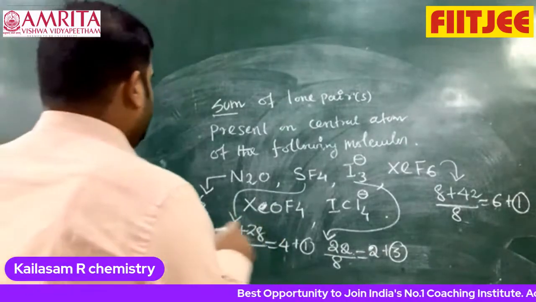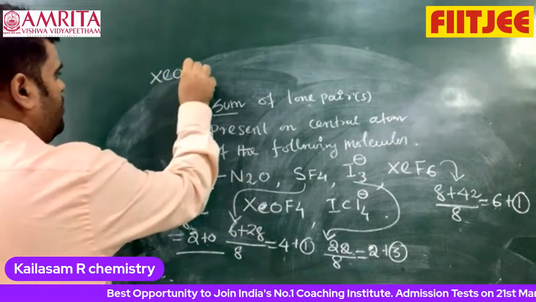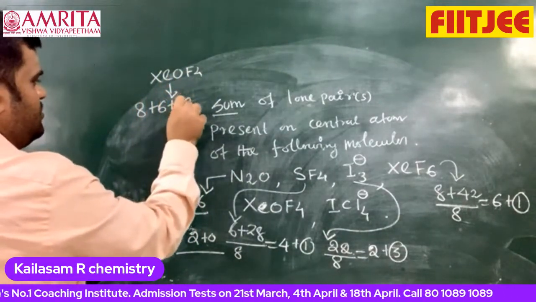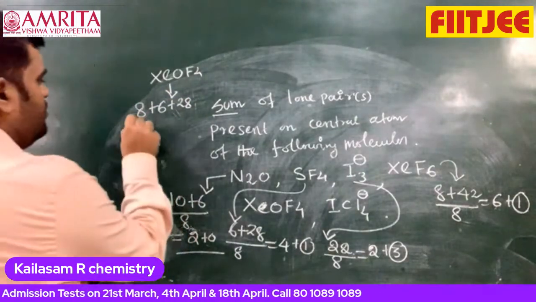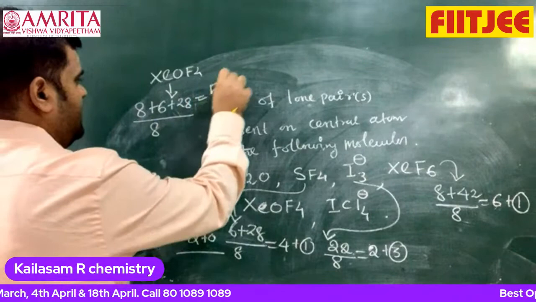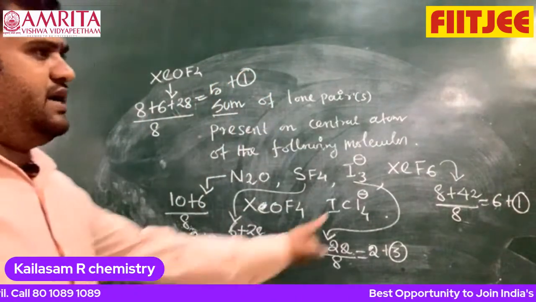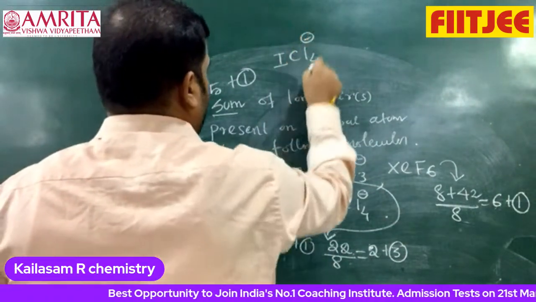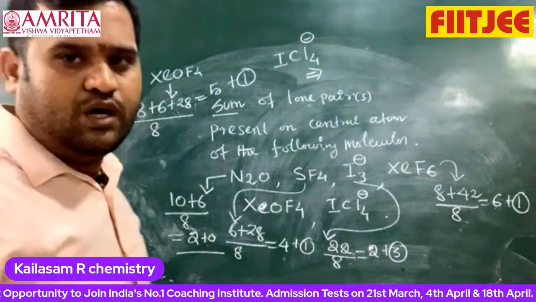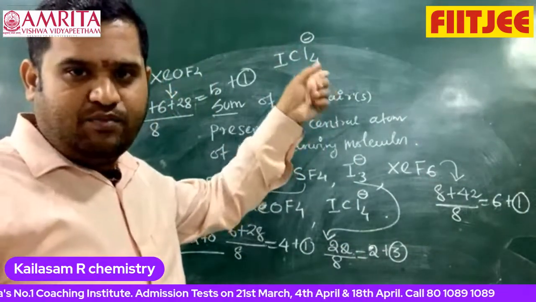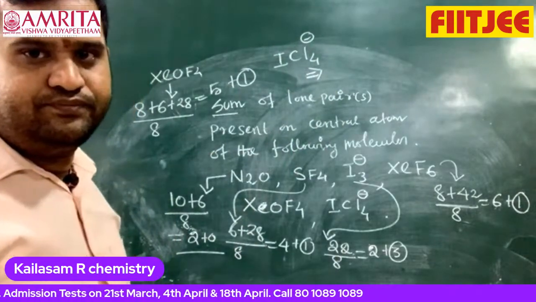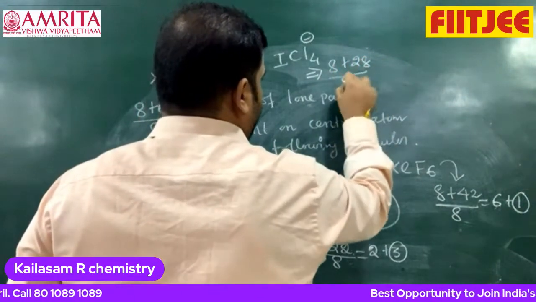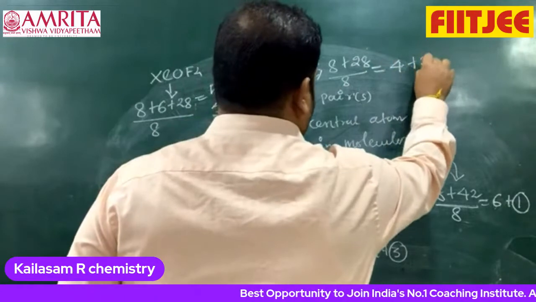And what about XeOF4? Look at this. Xenon is 8, 8 plus 6 plus 28 is 42, that means by 8 you have 5 plus 1. And ICl4 minus: iodine is 7, add 1 electron, 8. 8 plus 28 by 8, you have 4 plus 2.